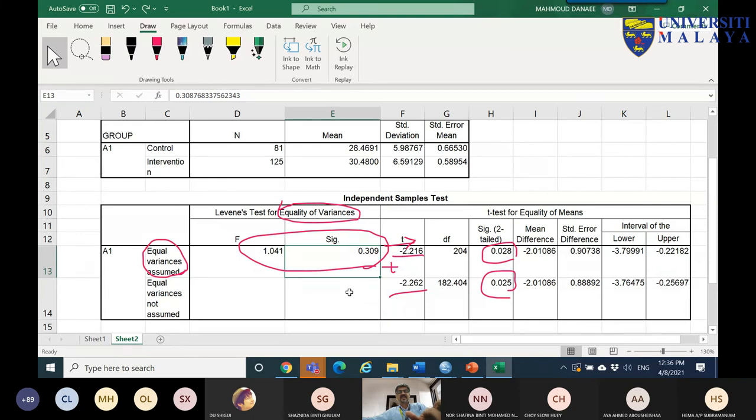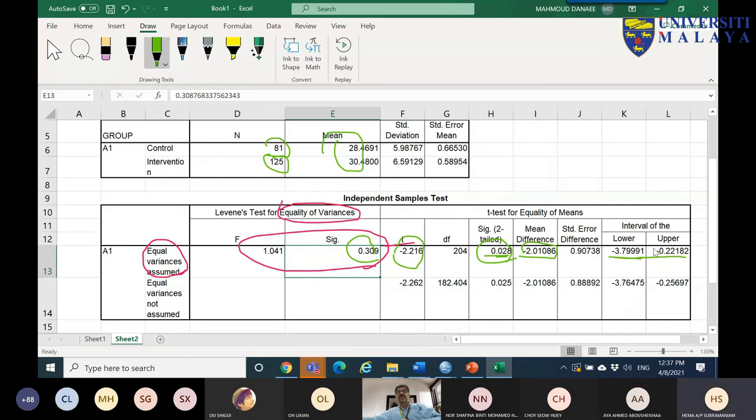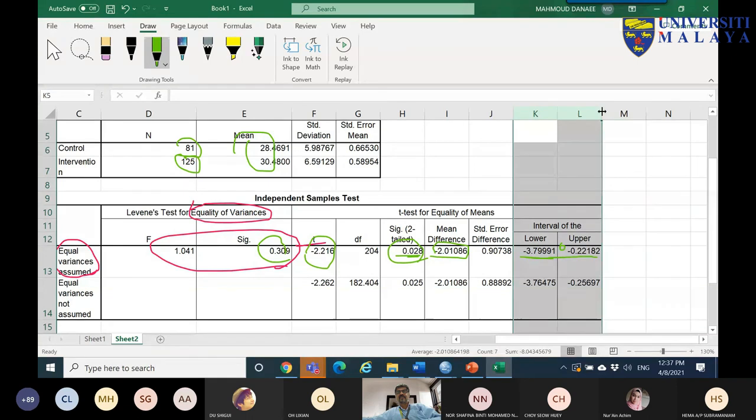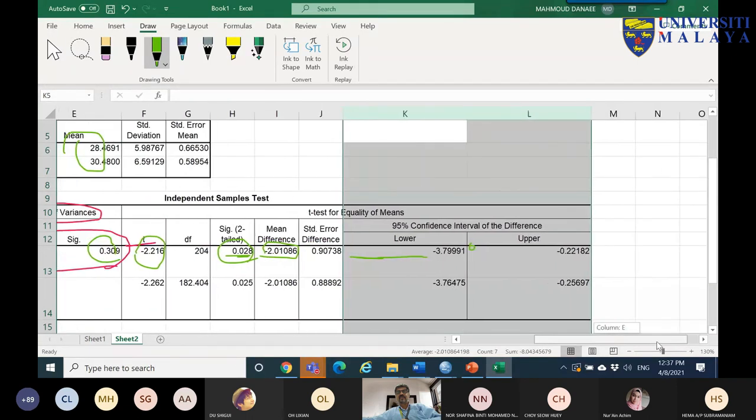Now, according to these results, the p-value is not significant. So then we report this t-value and this p-value. According to this p-value, is the difference between control and intervention significant or not? This difference, which is 2.1, is it significant or not? Yes, significant. So it means if we repeat this study again and again, there will always be a difference between -3.7 and -0.22. So this value will not be zero. This is 95% confidence. Correct?